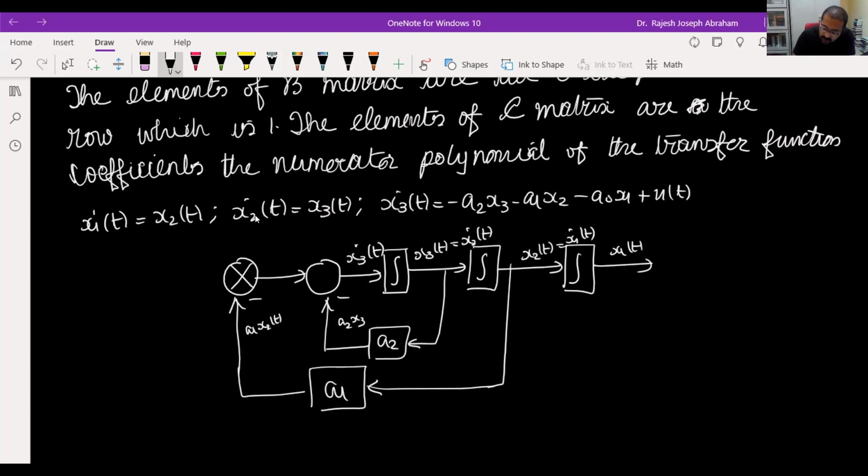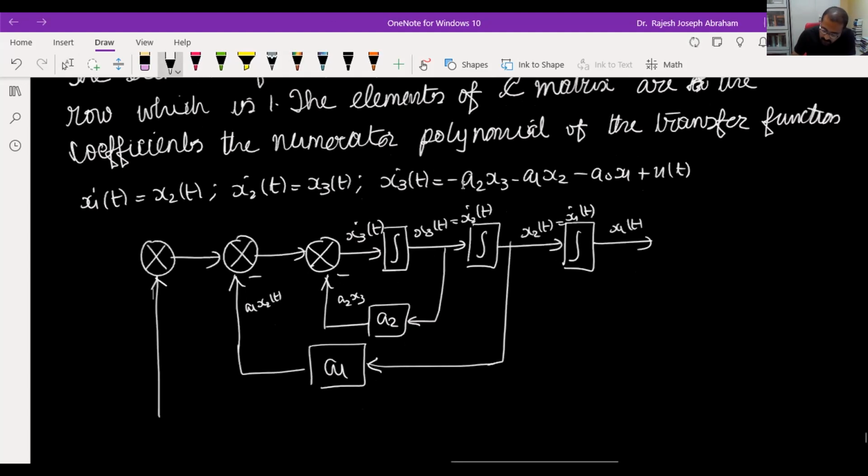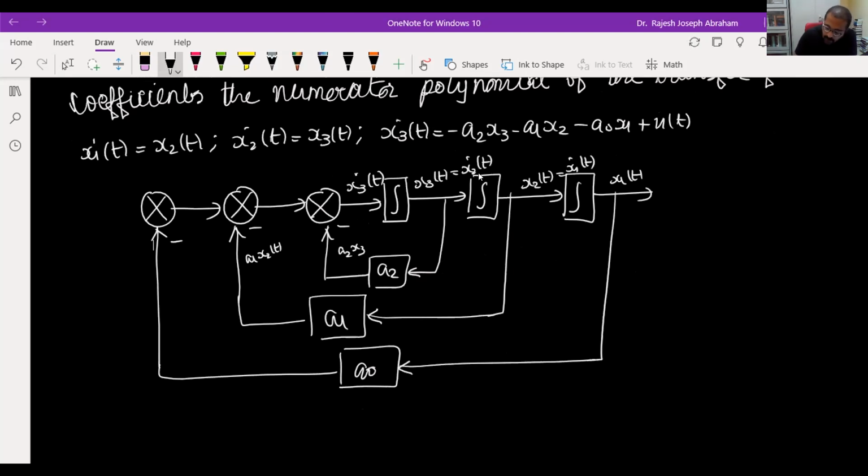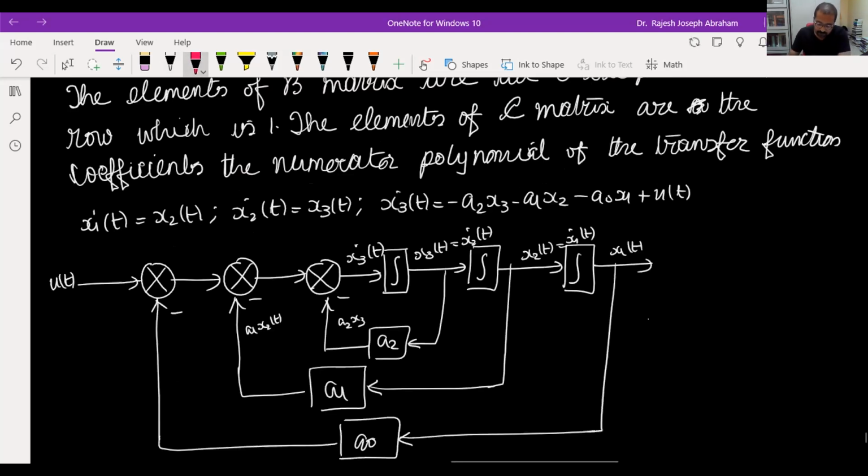Okay, so x3 dot should have a term coming from x1 at a gain of minus a naught. So another summing point, with a gain of minus a naught, and plus u of t. So this is the input signal u of t. I will take a different color to draw the upper branches. Okay, now this is fine.